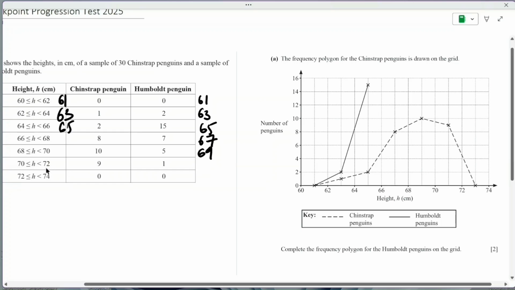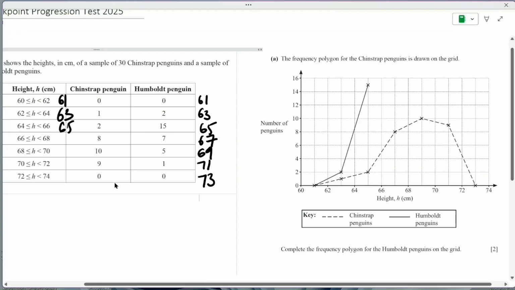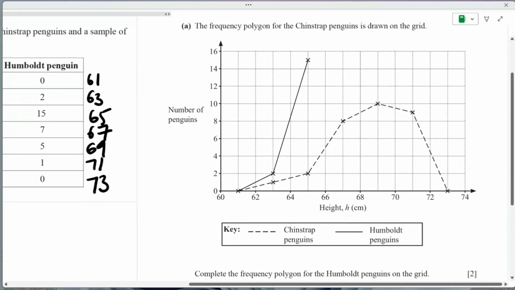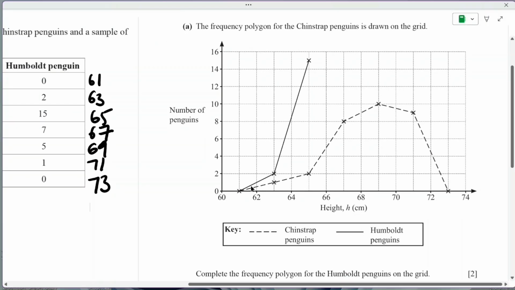Between 70 and 72, this is easy because there's only one integer in between them. So between 70 and 72, you have 71. Then for the last, between 72 and 74, you have 73. Or you add them together and divide by 2. So let's plot our points. Then we join them to complete the frequency polygon of the Humboldt penguins. We have it going this way.